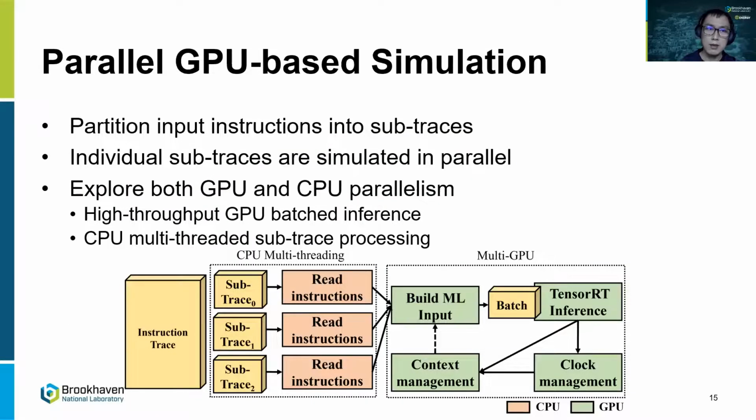In the end, we propose a parallel GPU-based simulation to accelerate SimNet. The key idea here is to partition input instructions into multiple subtraces. Individual subtraces are simulated in parallel to utilize the high-throughput GPU batched inference. Besides GPU parallelism, we also use CPU parallelism in SimNet. Particularly, we use CPU multithreading to process different subtraces.